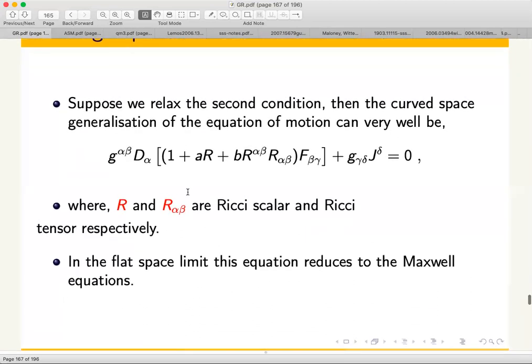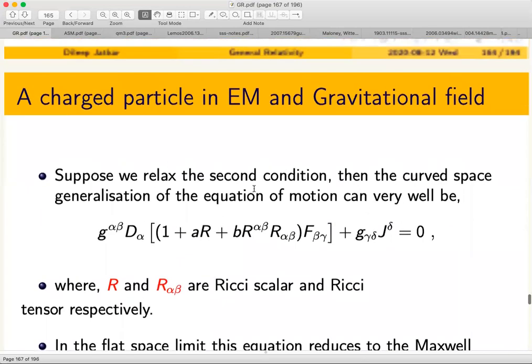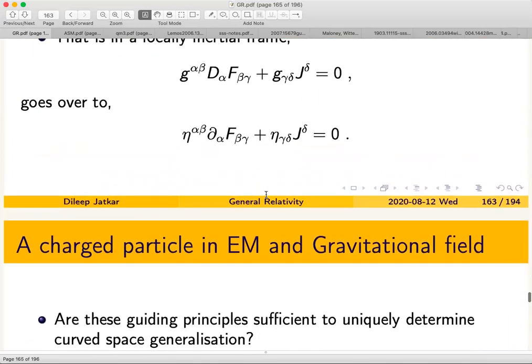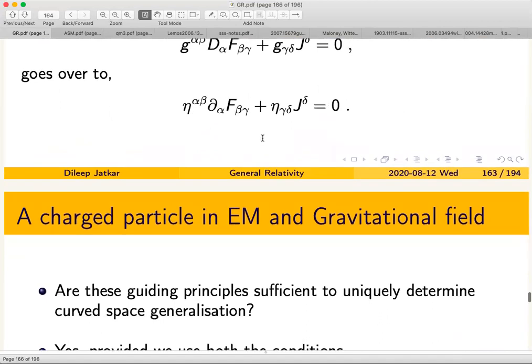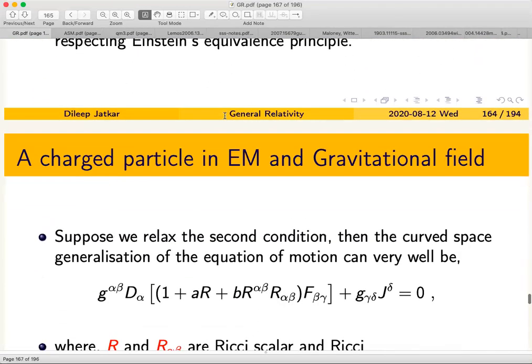Fine. So if you take a flat space limit, which is the kind of situation we started off with, then in that limit R and R_{αβ} would just vanish, and this equation would boil down to the flat space Maxwell's equations. So in that sense, we would still be doing the correct calculation in flat space, but in curved space, there is no unique way of generalizing this.